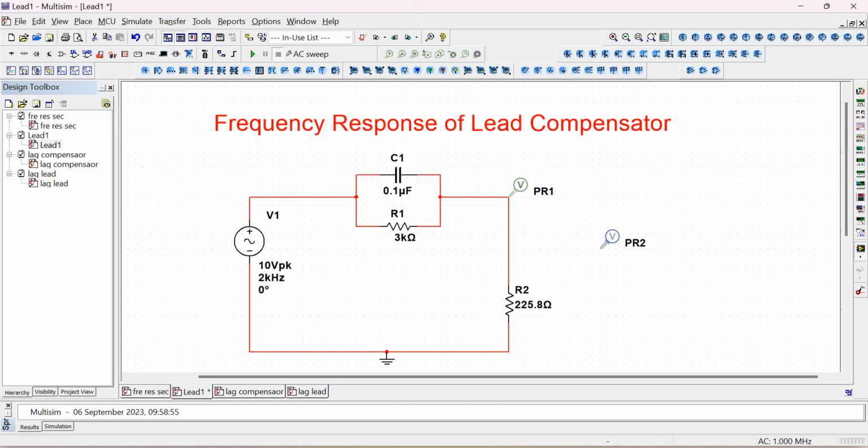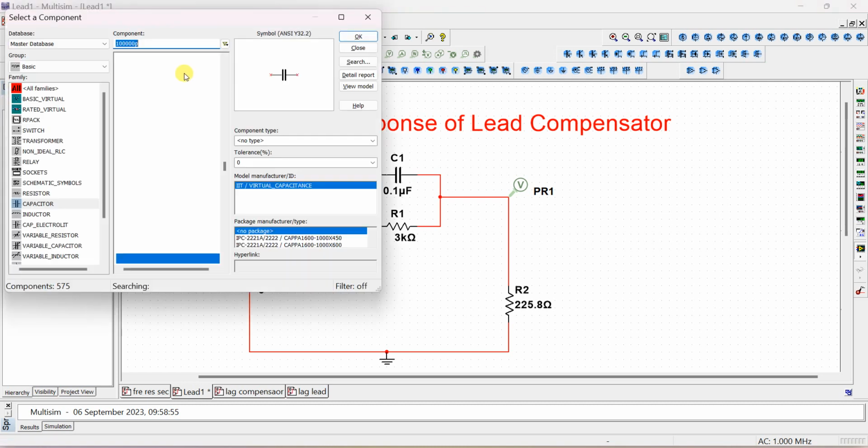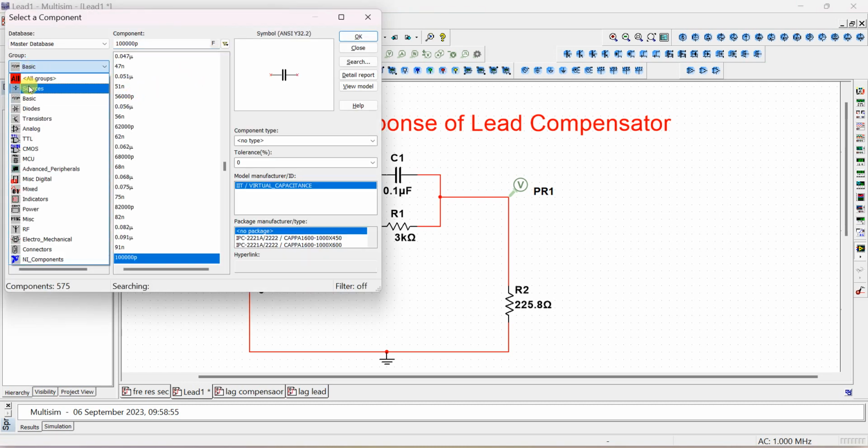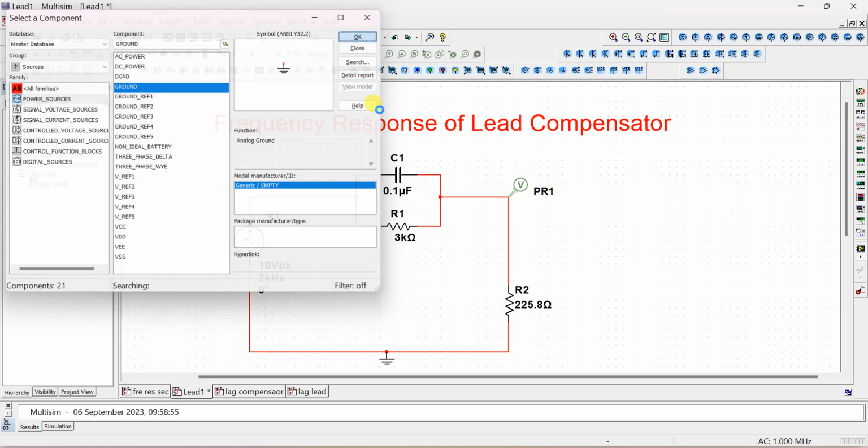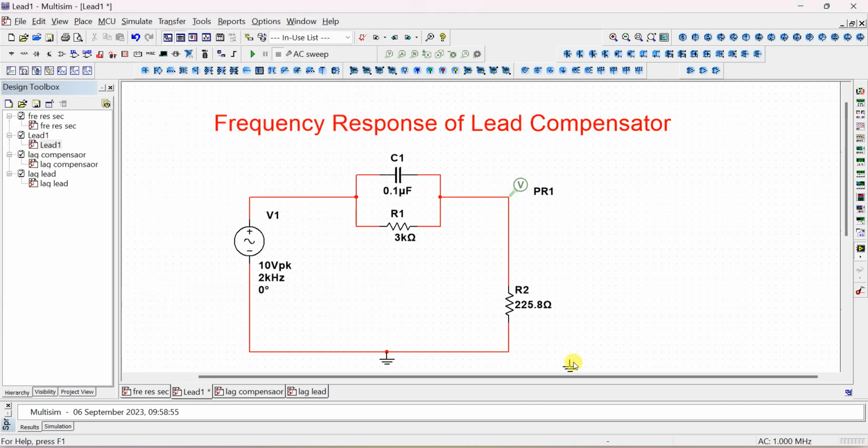I placed one probe here, with R1 in series and R1 in parallel with C1. You have to make the connection and place one ground. Ground is available in place component, sources. So here is our source ground. You have to place it and make the connection as shown in the figure. After that, we have to find out the frequency response of this.